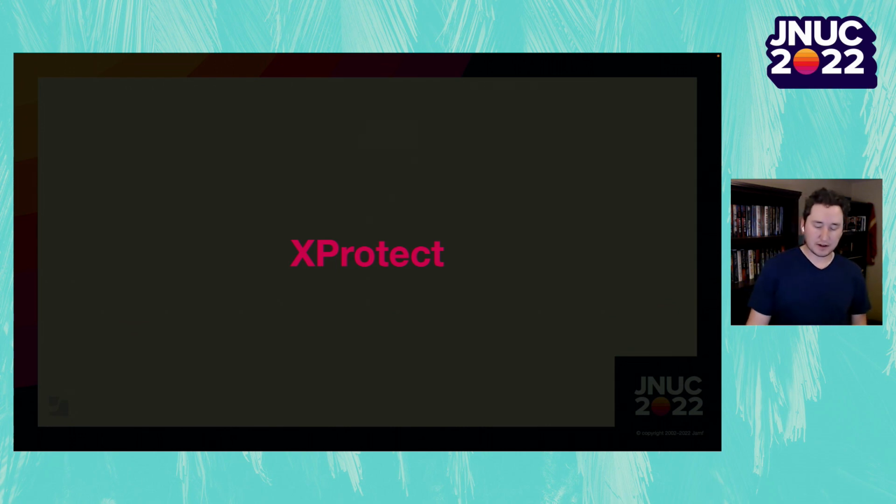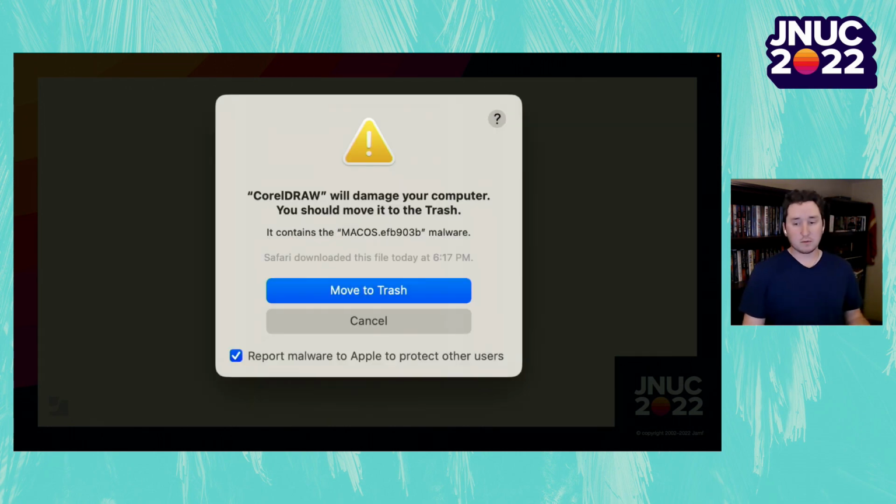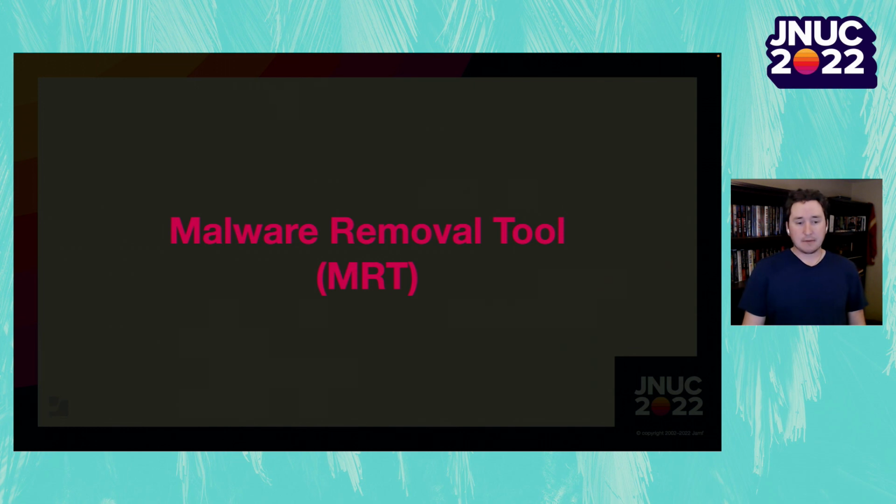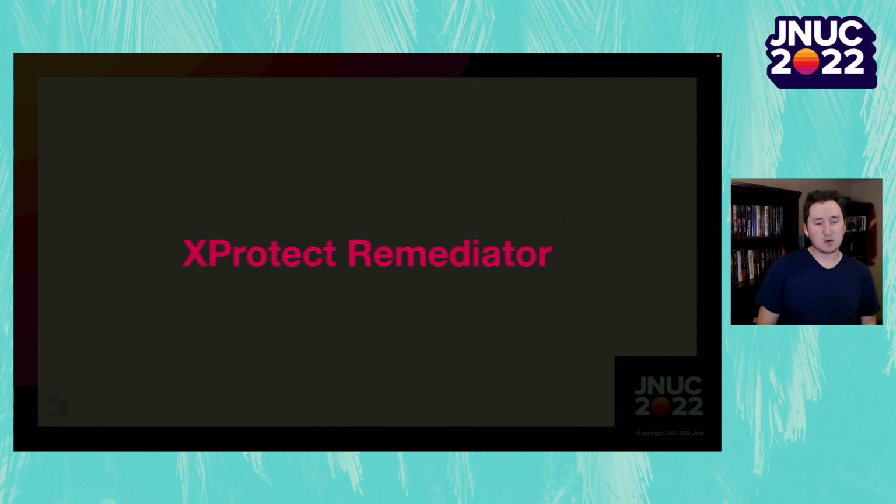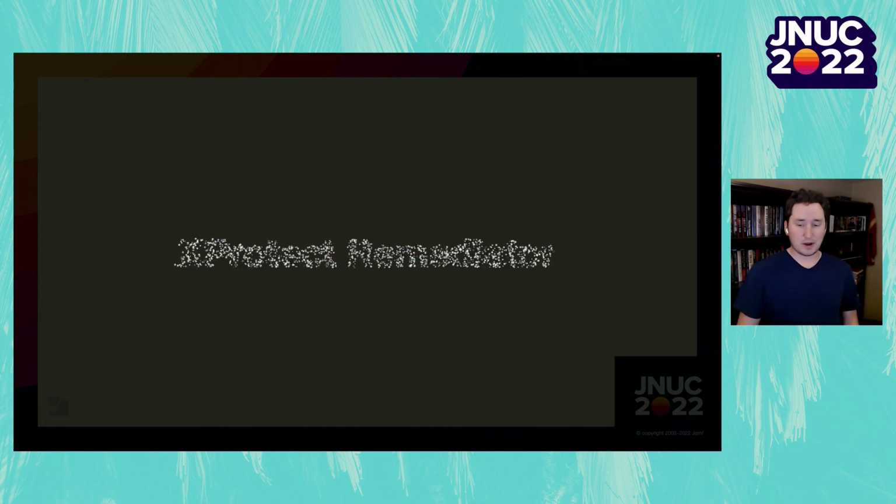XProtect, which blocks malware and gives you the option to either cancel or move it to the trash. And then MRT, or the malware removal tool, which looks for specific file paths and then removes them, and goes hand in hand with what's now XProtect Remediator. And this doesn't give you any alerts.